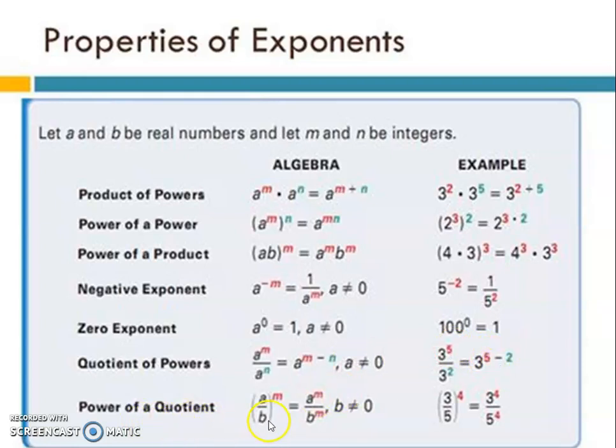Power of a quotient. a upon b raised to m. a and b are different numbers with the same index. So the index goes to the numerator and also to the denominator, but b is not equal to 0 because division by zero is not defined. Quick example: 3 upon 5 raised to 4 is equal to 3 raised to 4 upon 5 raised to 4. Students, always remember and revise all the properties of exponents.